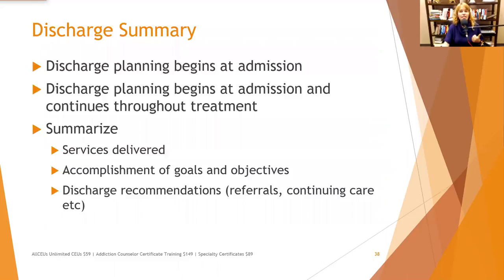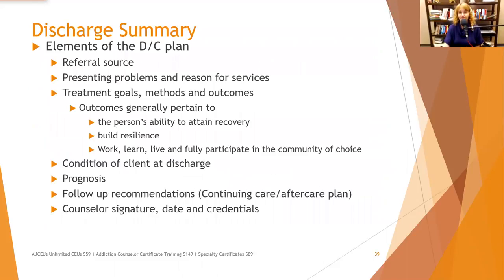You want to summarize services delivered in your discharge summary. The discharge summary is done when Jim Bob is actually discharging. Discharge planning begins at admission. So the discharge summary summarizes any services you did deliver, how well the client accomplished goals and objectives, and any discharge recommendations, including referrals, continuing care, etc.